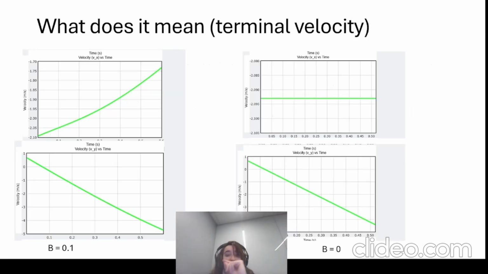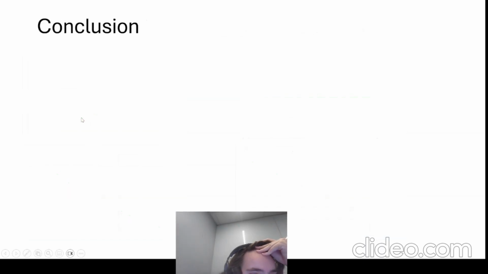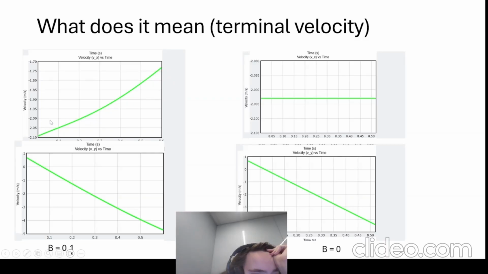What does terminal velocity mean? At the left you can see the velocity against time, and at the right too, velocity against time graphs, but at the left it's b equals 0.1, at the right it's b equals 0. And you can see that at the left, the x against time is curving, and it starts curving at about t equals 0.2 or 0.3. So we can say that the terminal velocity is about minus 2 meters per second, when the drag force actually starts working.